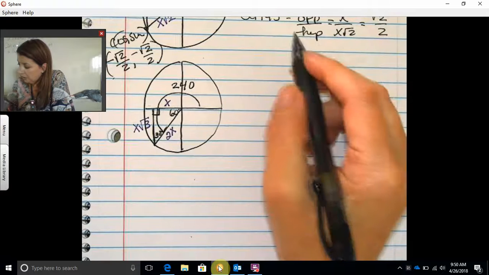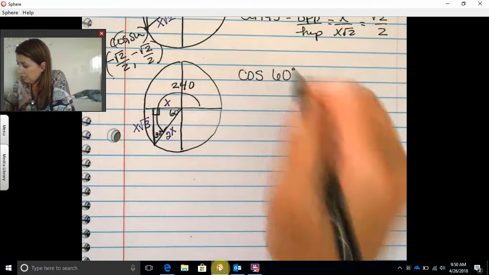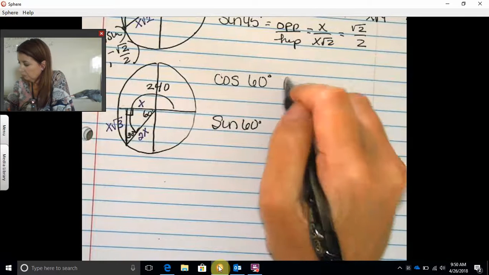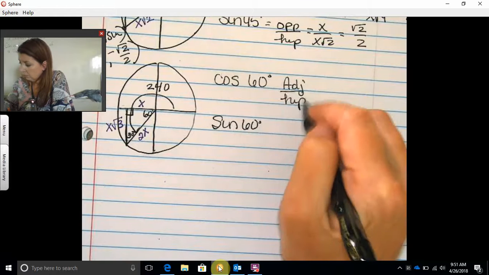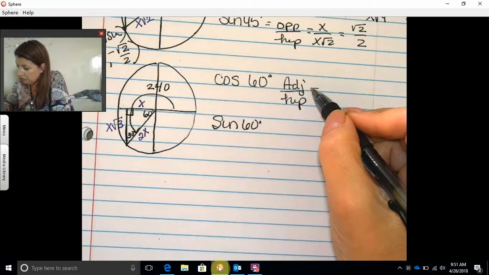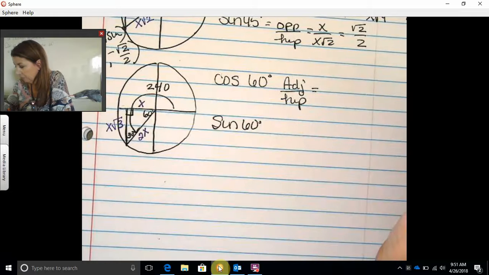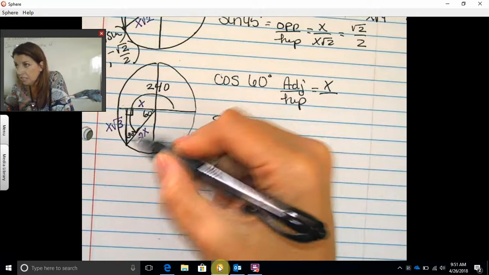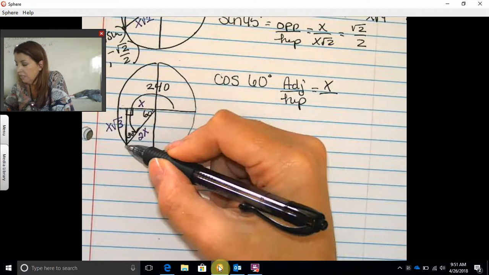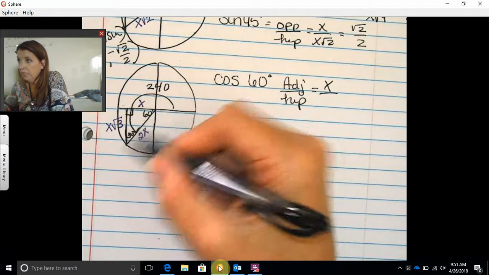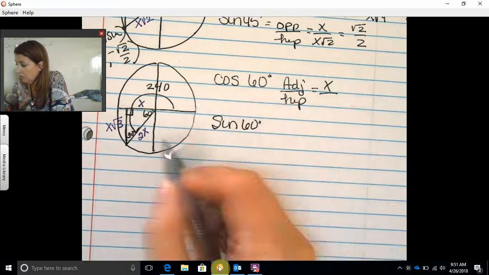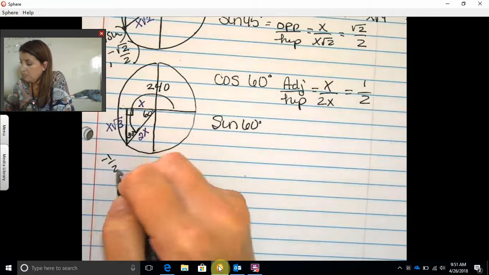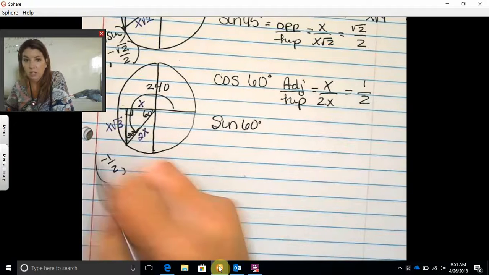All right, so what are we doing? Cosine of 60 degrees and sine of 60 degrees. So cosine, adjacent over hypotenuse. What is adjacent to the 60-degree angle? X. Why is it not 2x? That's a hypotenuse. And the hypotenuse, yes, it's adjacent to that angle, technically, but you can't use it as the hypotenuse and the adjacent leg. It can only be the hypotenuse, okay? So the hypotenuse is 2x, so what would that reduce to? Negative 1/2.